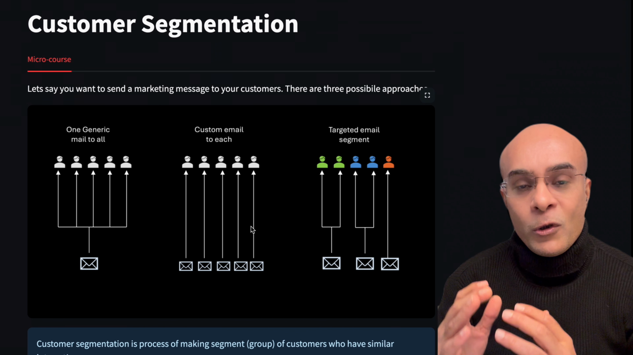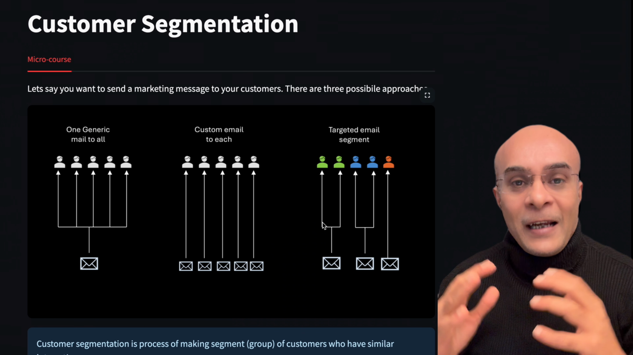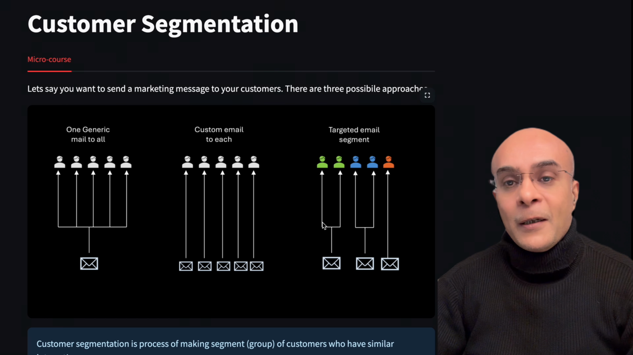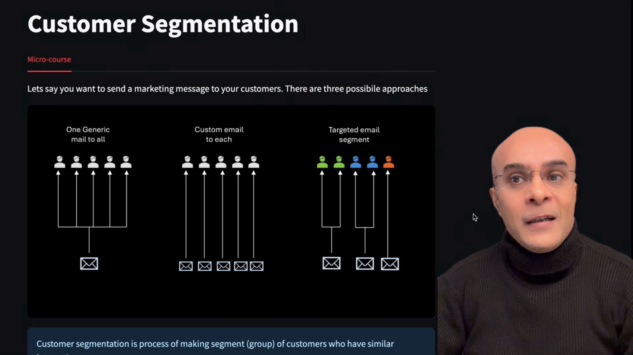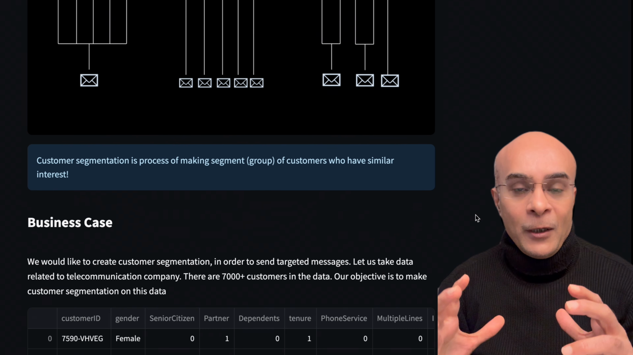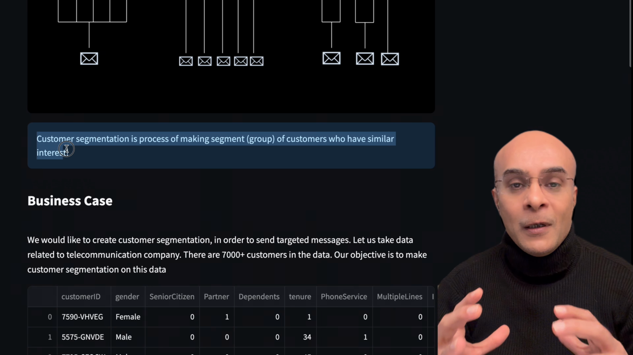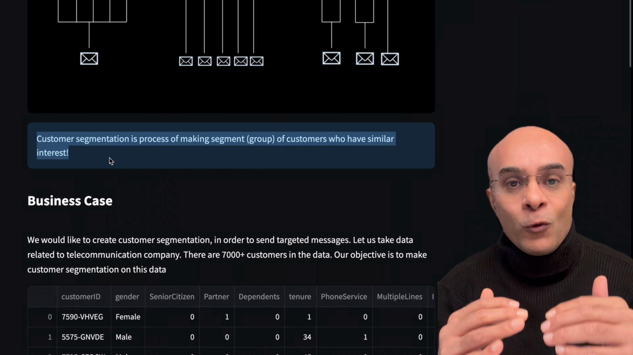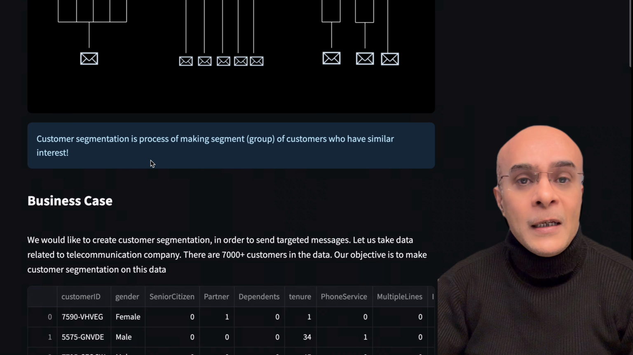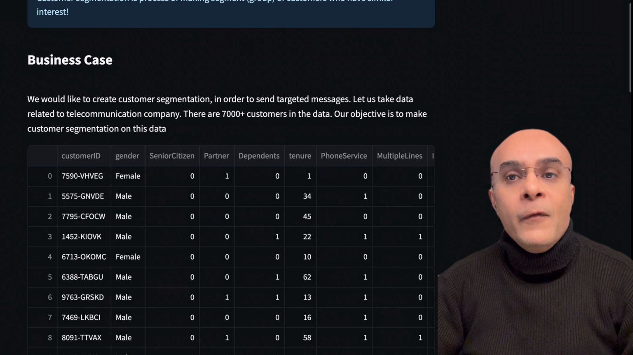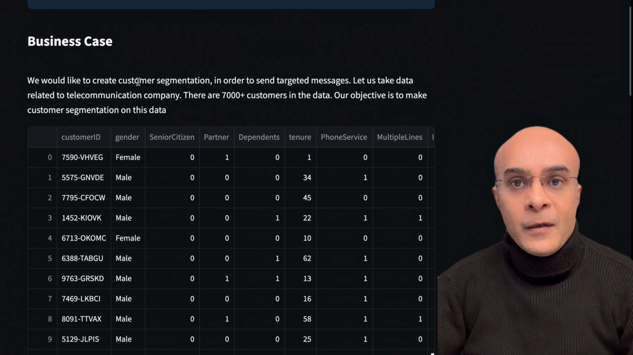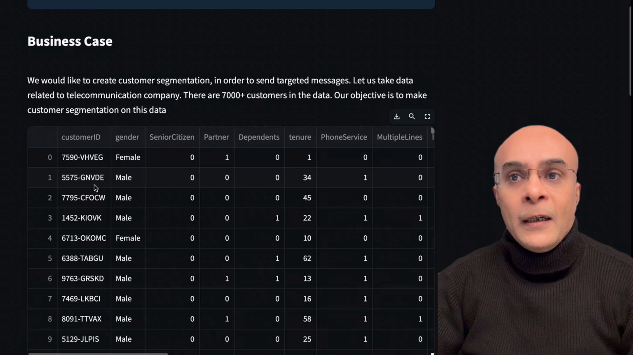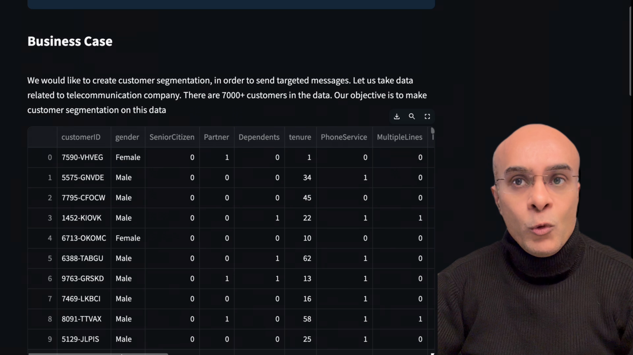And third, and the most intelligent approach, is to create segments of customers and then send messages to these target segments. So customer segmentation is the process of making segments or groups of customers who have similar interests, so that we can then send a message to that similar interest group of customers. The business case I have for you today is that we would like to create customer segmentation in order to send some targeted messages. And I'm going to take data related to a telecommunication company.